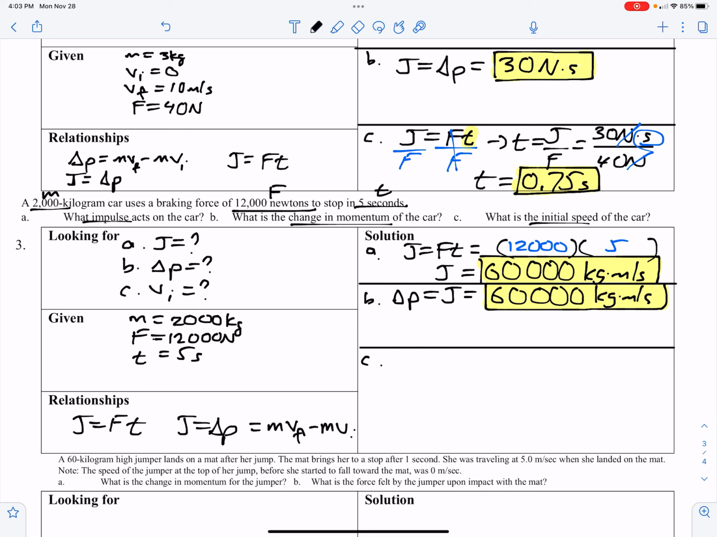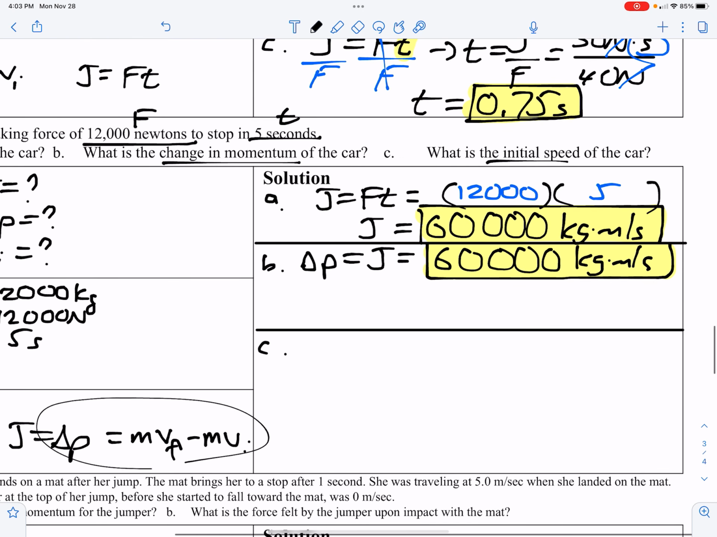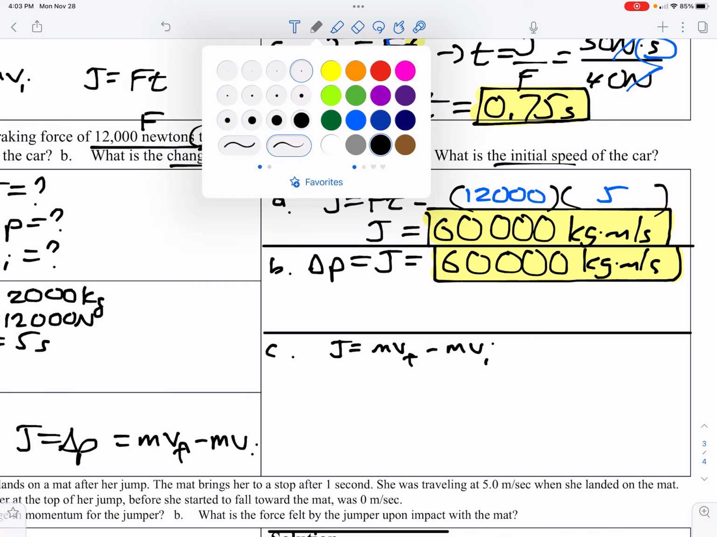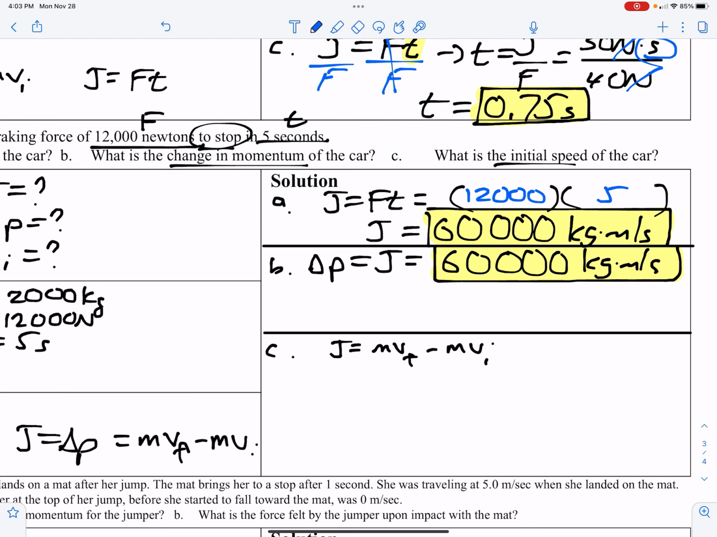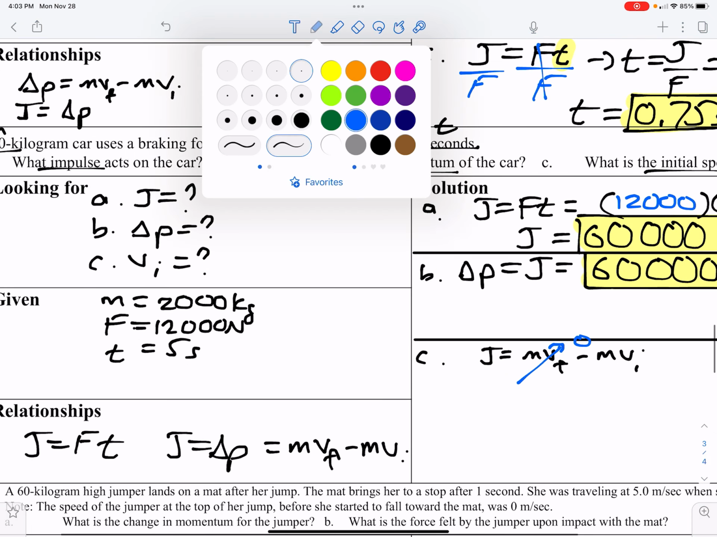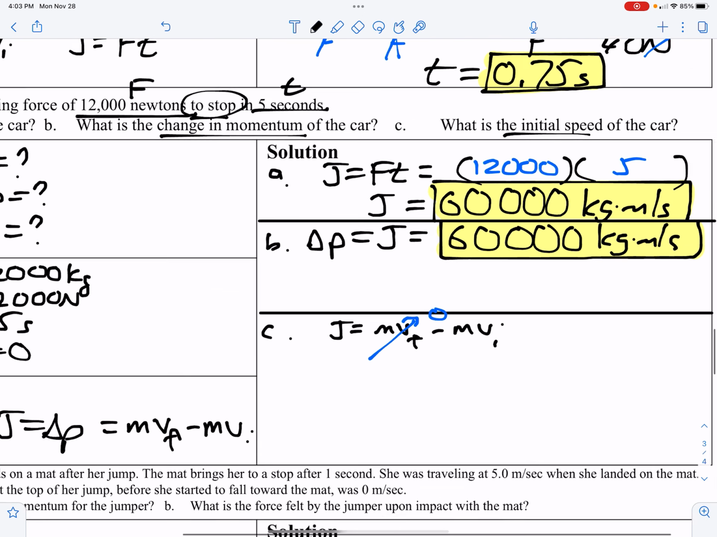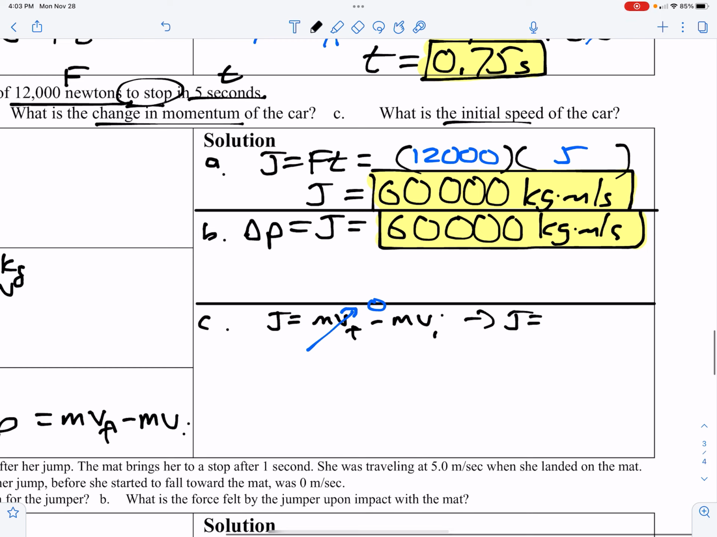Okay, now to find the initial speed of the car, here's what we're going to have to do. We're going to take this equation here, J is equal to mv final minus mv initial. Now keep in mind, we're stopping the car in 5 seconds. We set the final momentum equal to 0 because the final speed is equal to 0. We're looking for the initial speed, but the final speed comes to 0. That means the equation really is J equals negative mv initial, and we're solving that for V initial. So to do that, of course, we would divide by negative m.